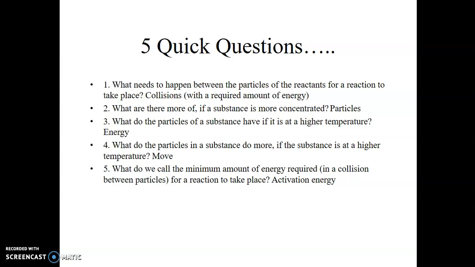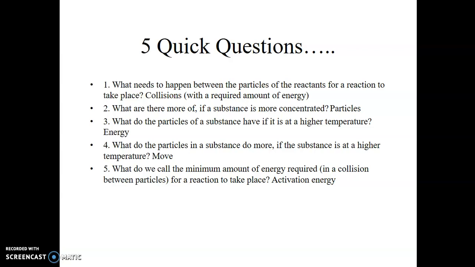Number 3, what do the particles of the substance have if it is at a higher temperature? The answer is they have more energy. Number 4, what do the particles in a substance do more if the substance is at a higher temperature? The answer is they move more. They transfer thermal energy into kinetic energy. So in a hot liquid, for example, the particles will be moving around more quickly than in a cooler liquid.